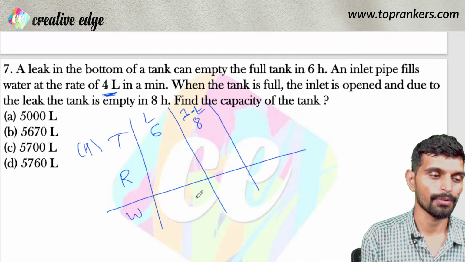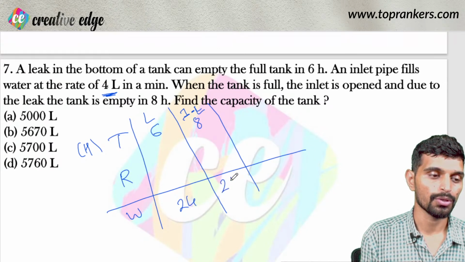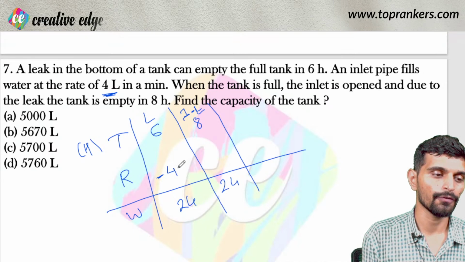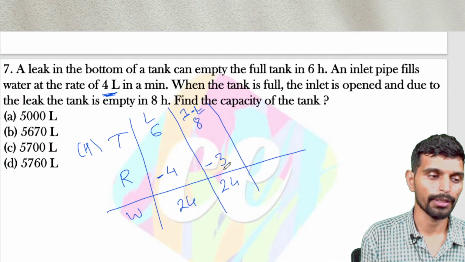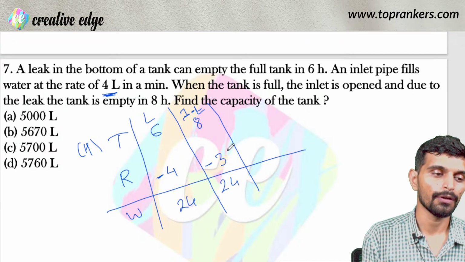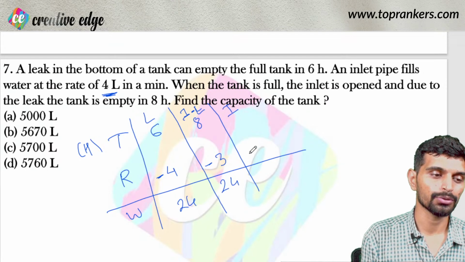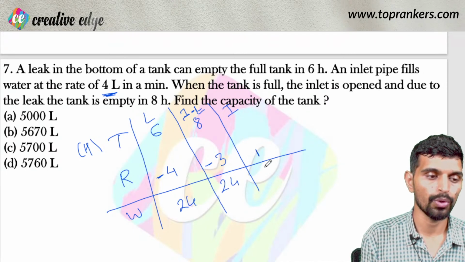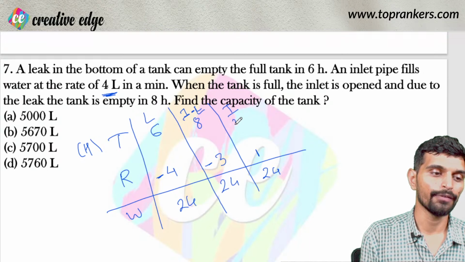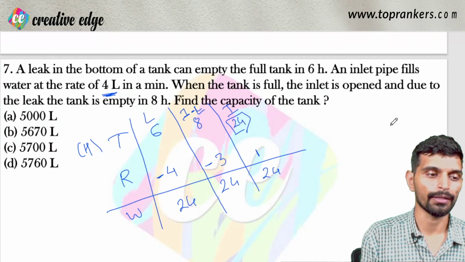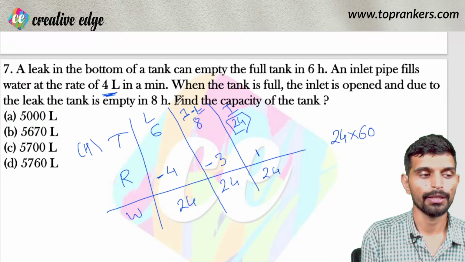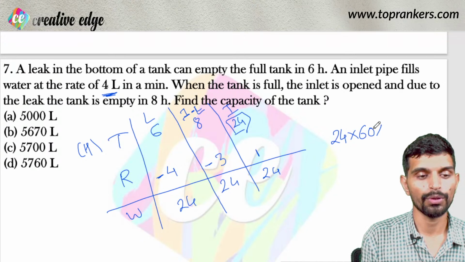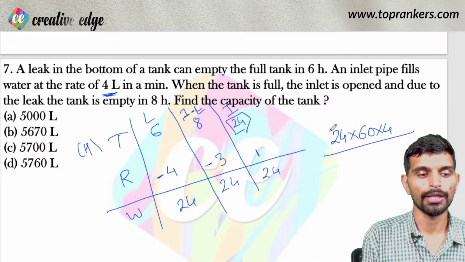So let's take the LCM of 6 and 8, that is 24. So the leak alone empties at a rate of 4 units, but with the inlet it gets emptied at a rate of 3 units per hour. So the rate of inlet is 1 unit per hour. So the inlet will take 24 hours to fill the tank, and in 1 hour we have 60 minutes, and the rate of inlet is 4 liters per minute. So the total capacity of the tank can be calculated in this manner.